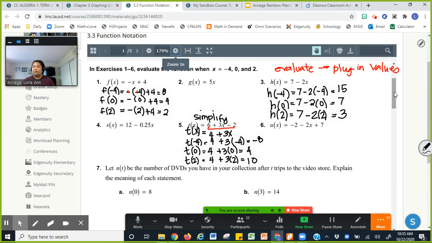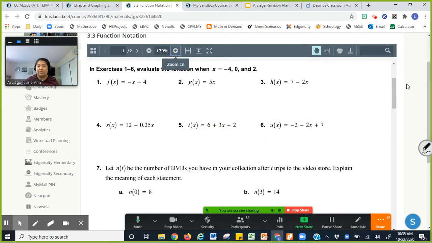Okay, so again, when you try to evaluate the function, you just plug in the given values to find the corresponding output. Okay? All right, I'm going to clear the ink so we can move on to the second portion.